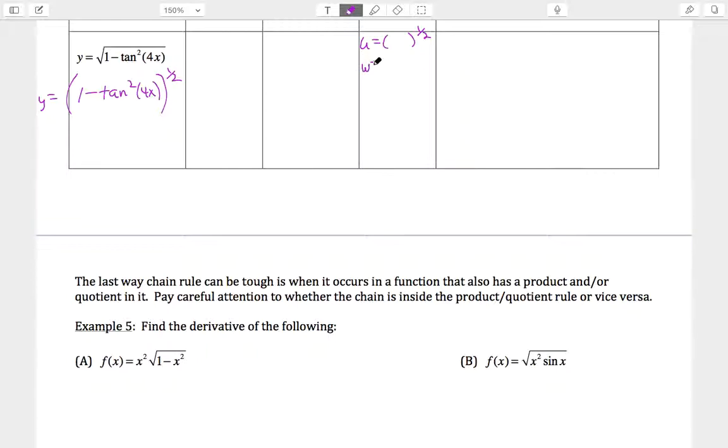W equals 1 minus the tan of something. Yep. It is not 1 minus the tan of something. It is 1 minus something squared. Okay, see, that's a little confusing, because it's the square root of something being squared. So we could actually rewrite this as 1 minus tan 4x squared, all to the 1/2, right? Those parentheses really help us get to the meat of the functions. Do you see that?